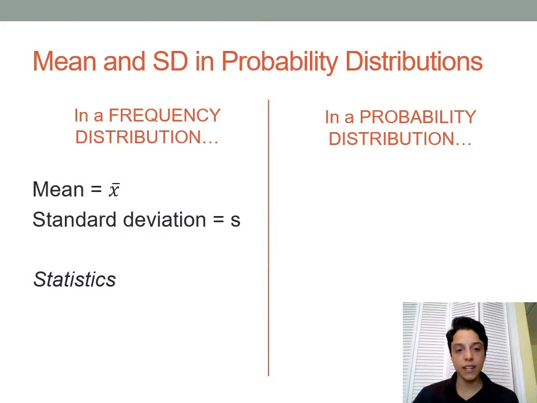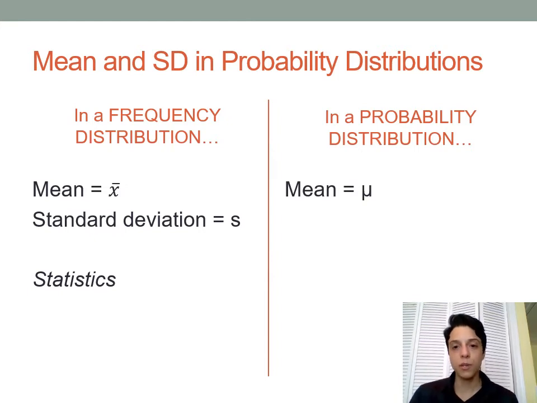In general, anytime we're talking about numbers we're calculating to describe a sample or something that's going on in a sample, we refer to it as a statistic. In a probability distribution, we have some similar concepts, but they have different names.